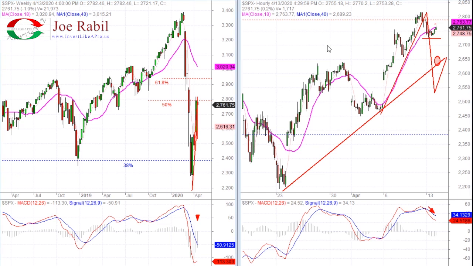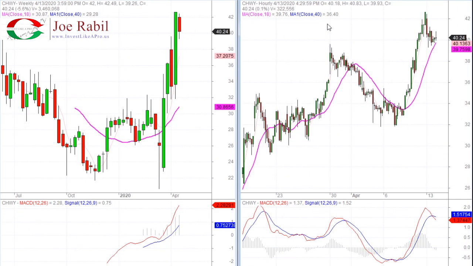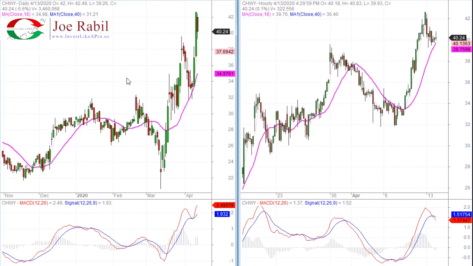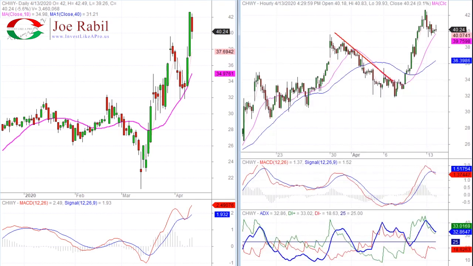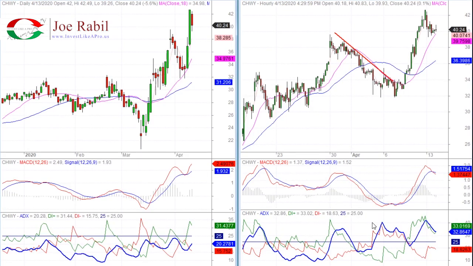I'm going to pull up another chart. The stock is Chewy. I'm going to pull up a daily on the left side. On the right side, I'm going to put an hourly up. And I'm going to switch this with the 18 and the 40. I want to show the ADX because it's real important. This just shows there's so much volatility in a lot of these stocks that the ADX is just not going to be as helpful as it usually is.